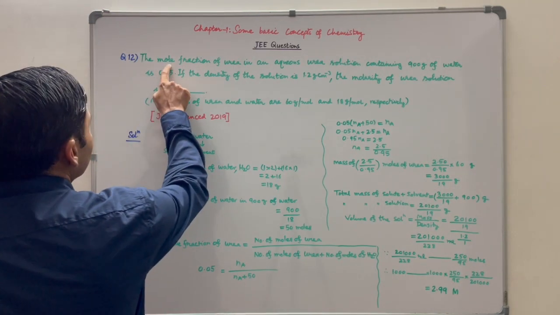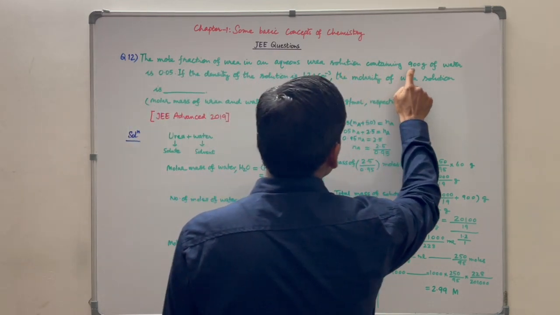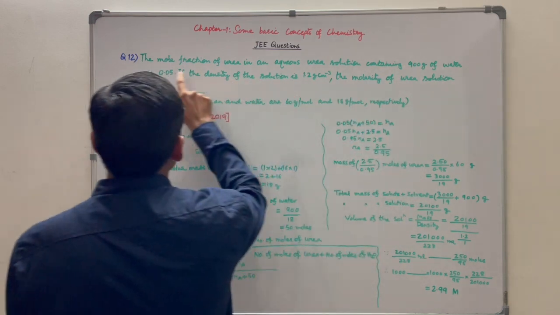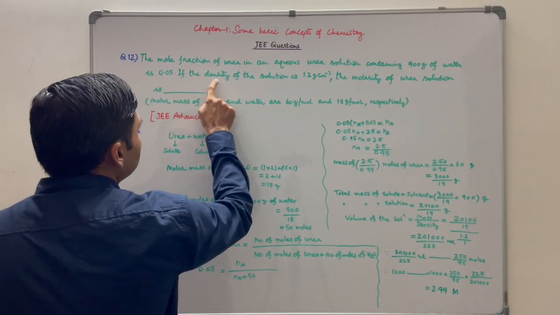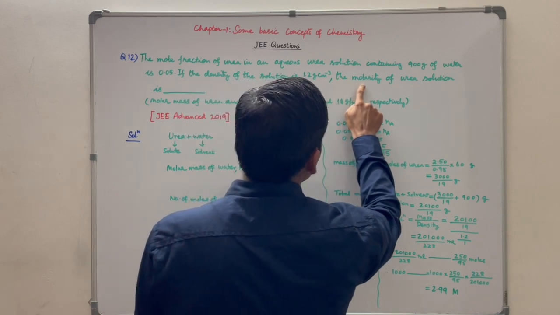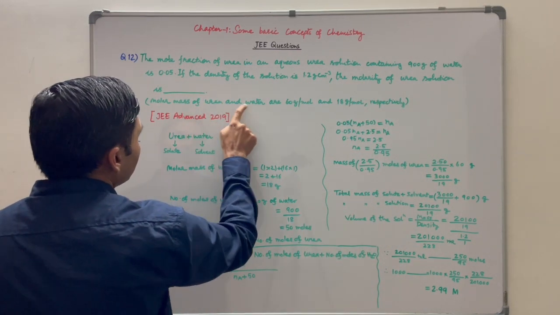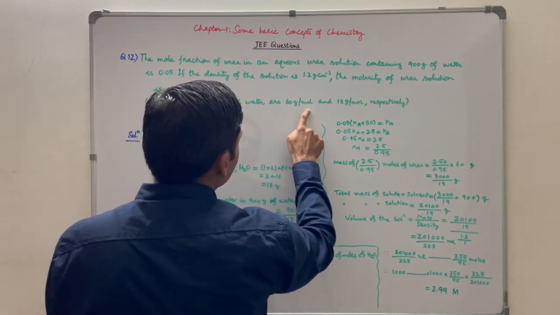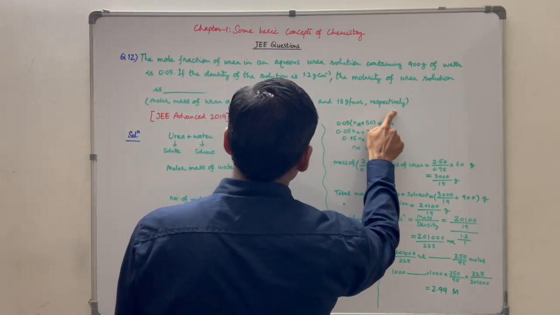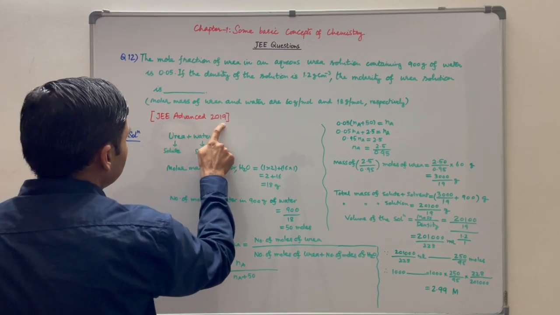Last question. The mole fraction of urea in an aqueous urea solution containing 900 gram of water is 0.05. If the density of the solution is 1.2 gram per centimeter cube, the molarity of urea solution is. Molar mass of urea and water are 60 gram per mole and 18 gram per mole respectively. This question appeared in JEE Advanced 2019.